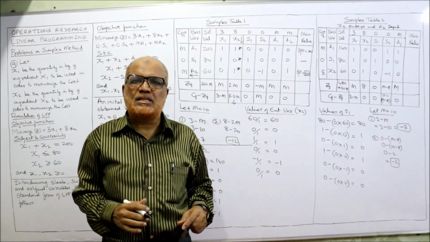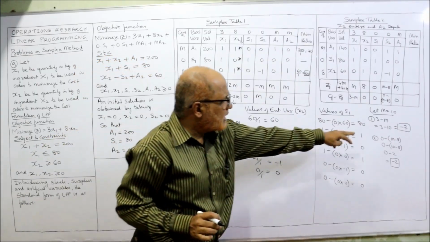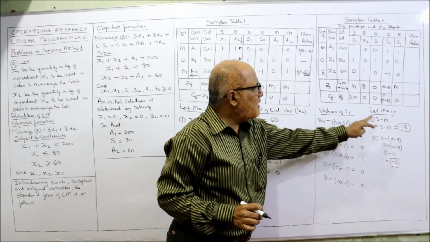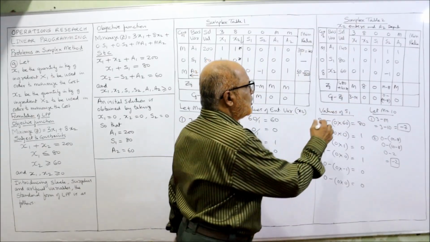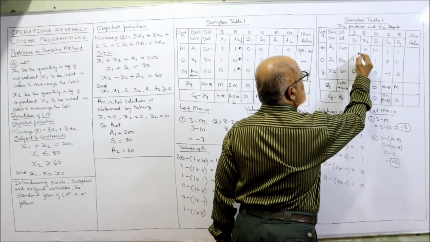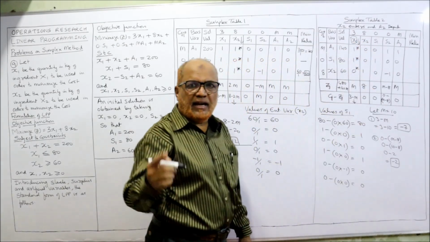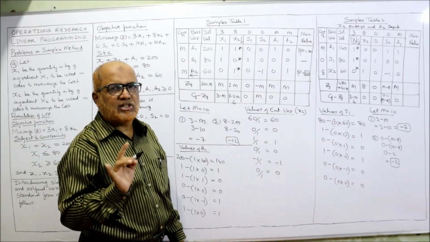We have to make simplex table 3. The most negative should be selected. Most negative is minus 7. Minus 7 is 3 minus M. So this is the entering variable in the next iteration. X1 will enter in the next iteration, next table.